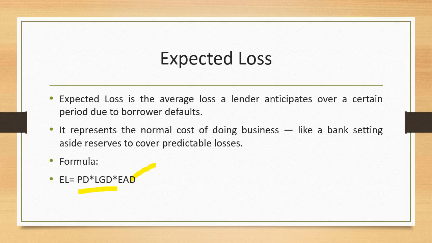Let me give you an example. If your loan is 5 million or 50 lakhs, and your probability of default is 50%, first you multiply 5 million, which is your EAD, with 50%, which comes out to 25 lakhs or 2.5 million. Suppose your loss given default is 10%, then 2.5 million into 10% gives you 2.5 lakhs. This is how we calculate expected loss.